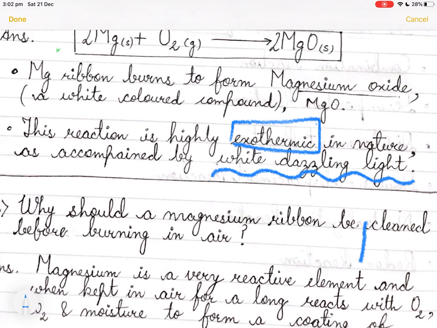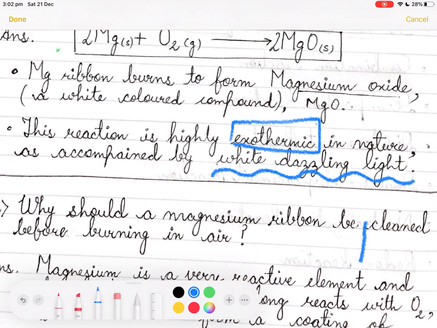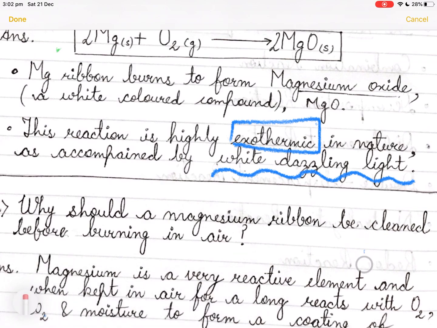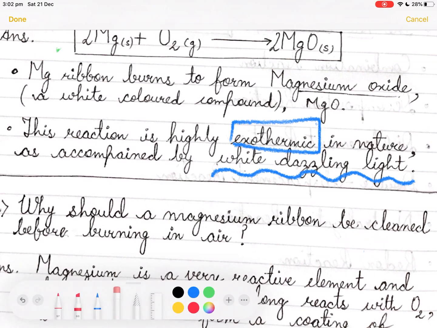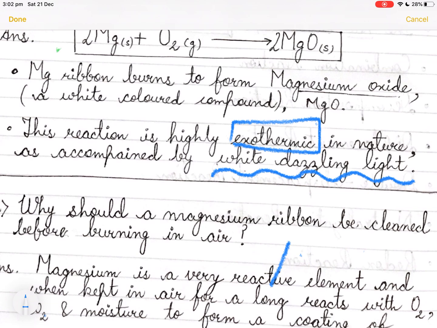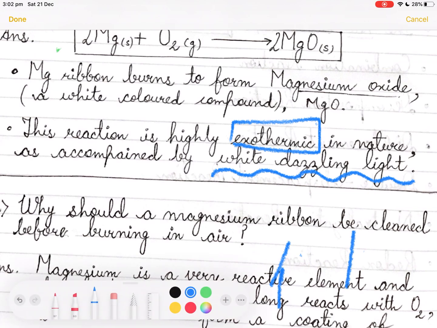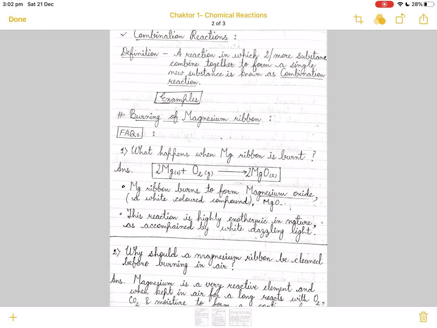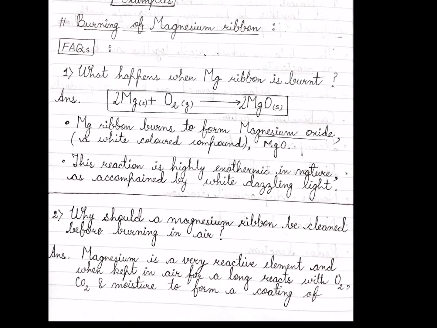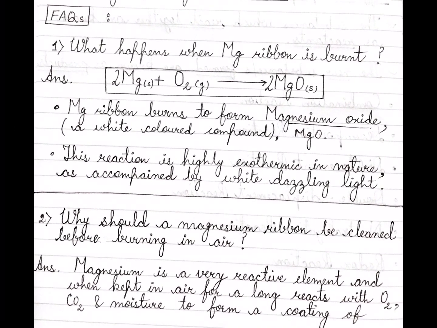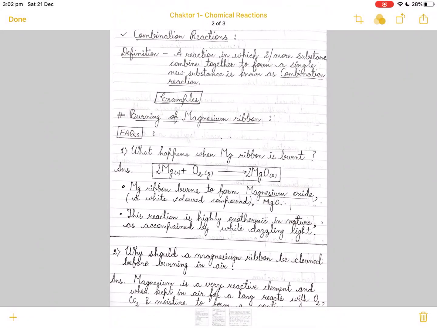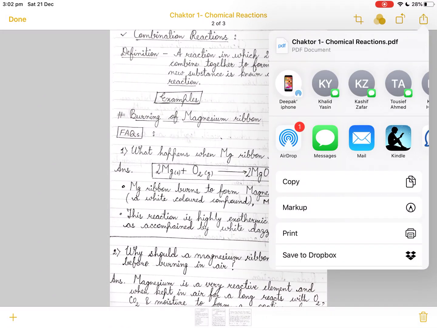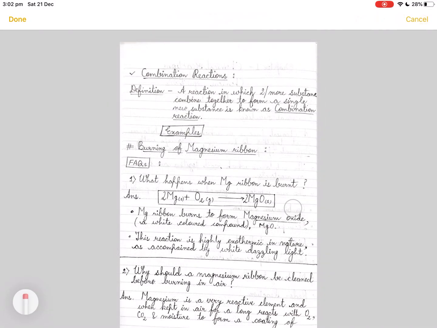Next important board question for you will be, why should magnesium ribbon be cleaned before we burn it? Let me just erase this. I have to set the screen for you. So when the magnesium ribbon is burnt, it doesn't burn that easily. So before burning, we need to clean its surface.